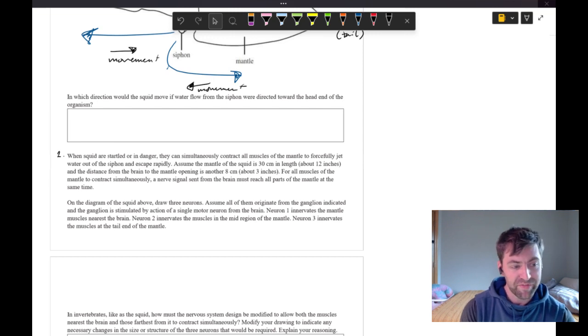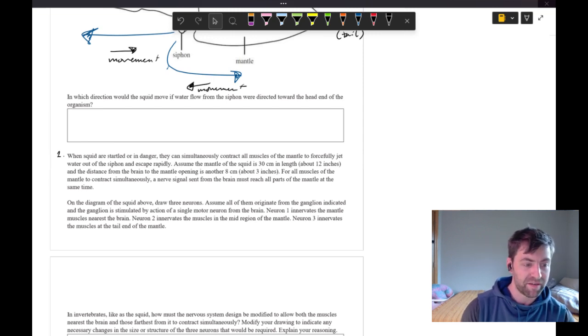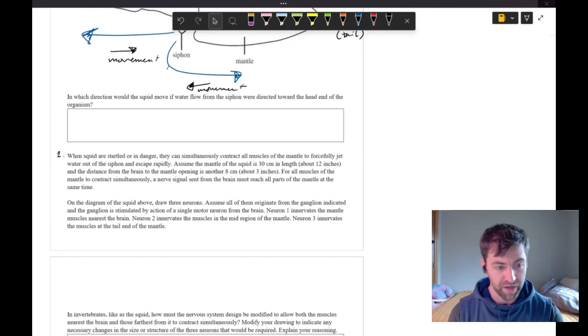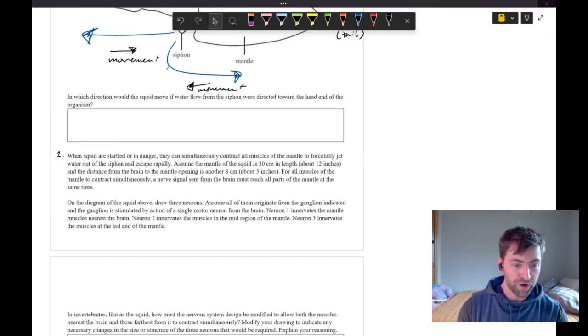So on the diagram of the squid above, draw 3 neurons and assume all of them originate from the ganglion indicated, and the ganglion is stimulated by action of a single motor neuron from the brain. Neuron 1 innervates the mantle muscles nearest the brain. Neuron 2 innervates the muscles in the mid region of the mantle, and neuron 3 innervates the muscles at the tail end of the mantle.